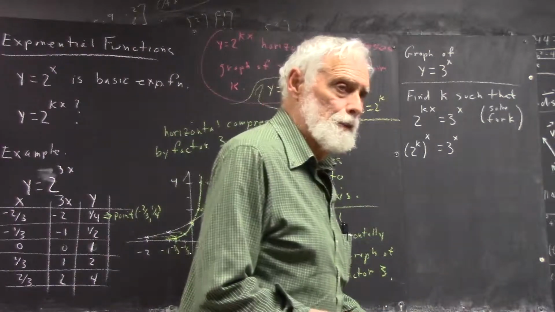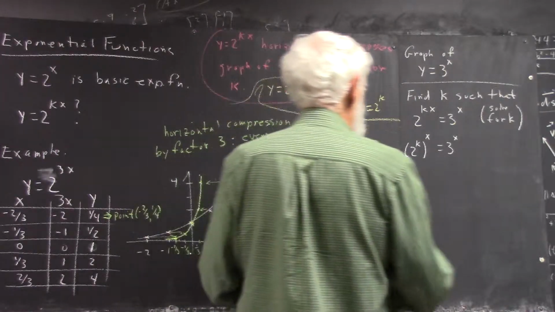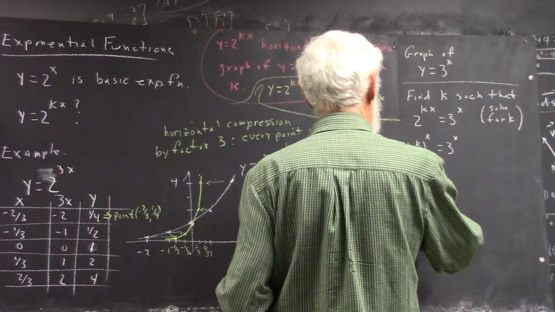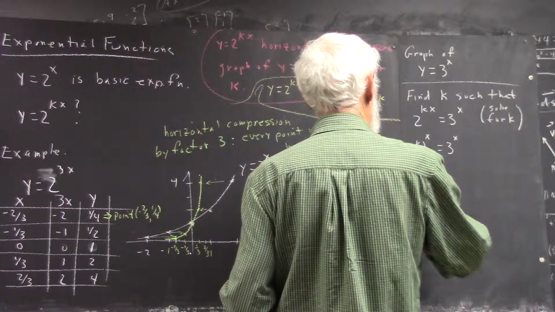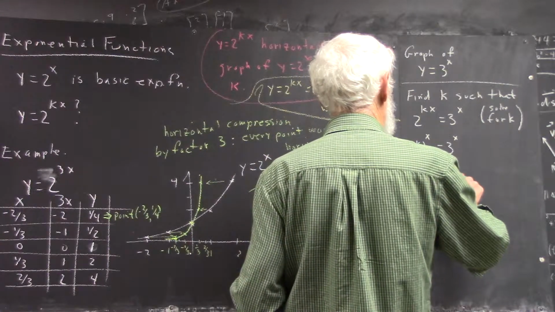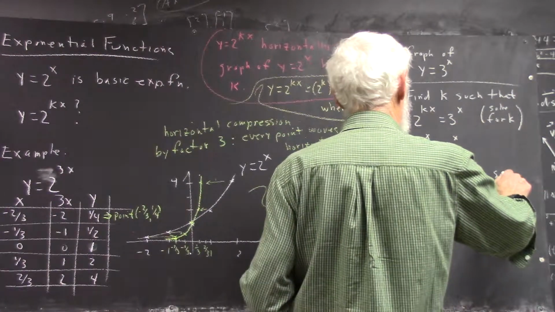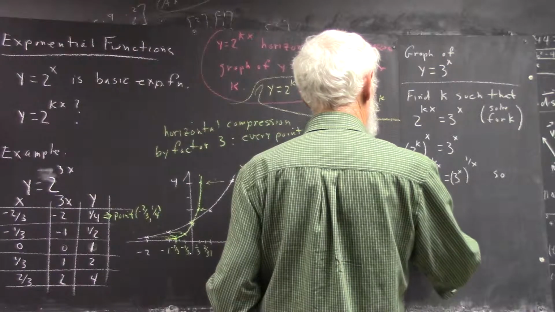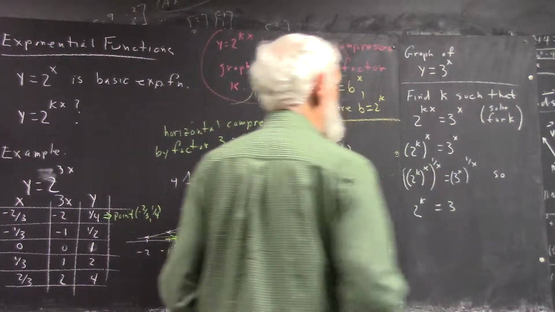Okay? Now, just to be sure that's really so, we can say, okay, 2 to the k to the x raised to the 1 over x equals 3 to the x raised to the 1 over x. So 2 to the k has to equal 3.